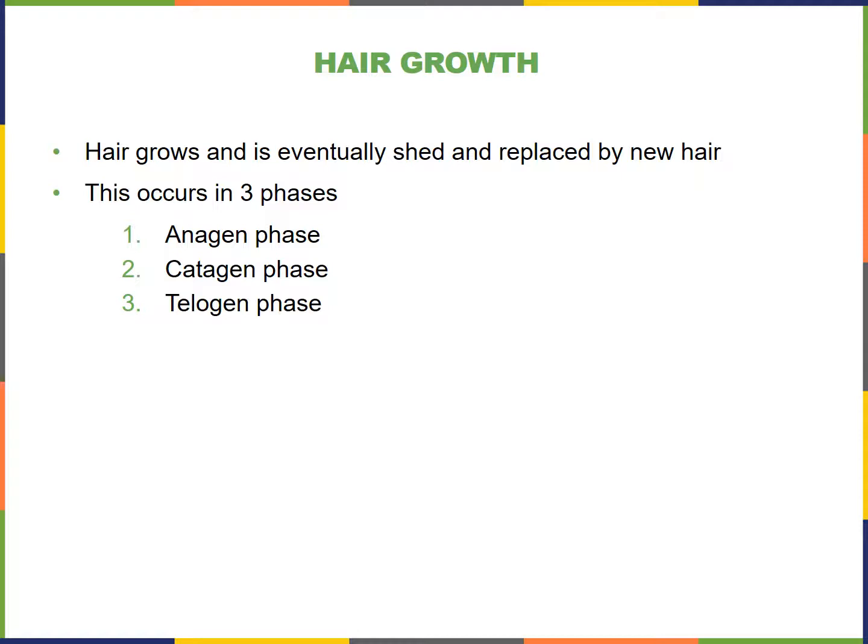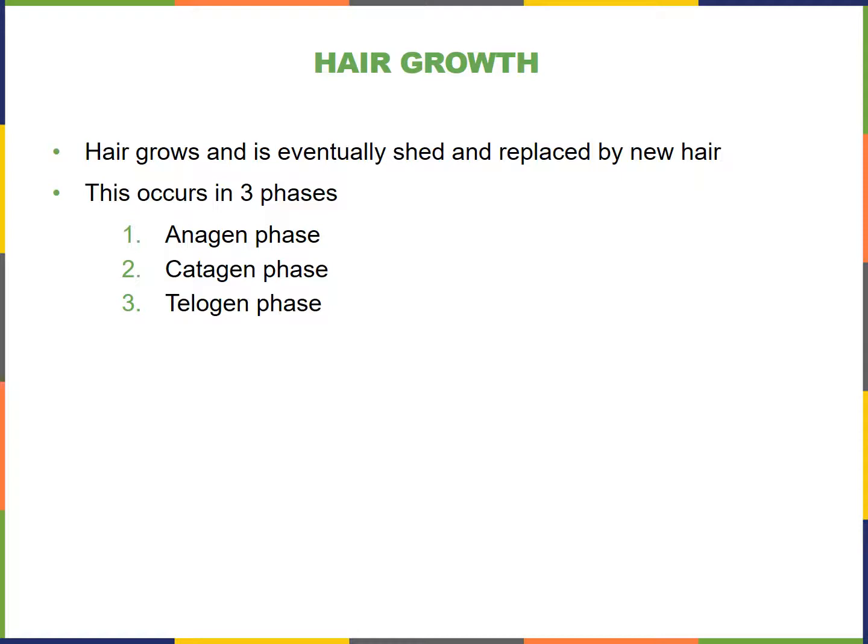There we have rapid mitotic division and differentiation of the cells in the lower portion of the hair follicle. And this then is going to get us lengthening of the hair shaft. This phase usually lasts about 2 to 7 years. At any given time, somewhere between 80 and 90% of the hair follicles will be in anagen phase.